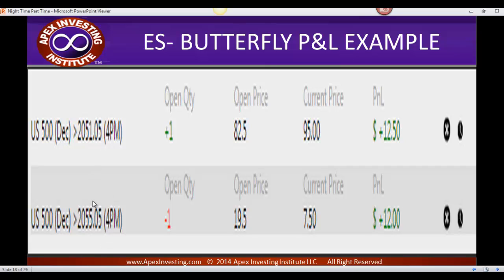So I basically said, I'm buying this one, and I bought it for 82.50, saying the market will be above 051. I sold this one for 19.50, saying it'll be below 055. So as long as it expires somewhere in between there, both of these will be profitable. And at the time I took the screenshot, the buy side was up $12.50, the sell side was up $12. Okay, so total profit potential there if I'd held both to expiration, about 18 bucks on this side, 19 bucks on this side, so 37 bucks there.